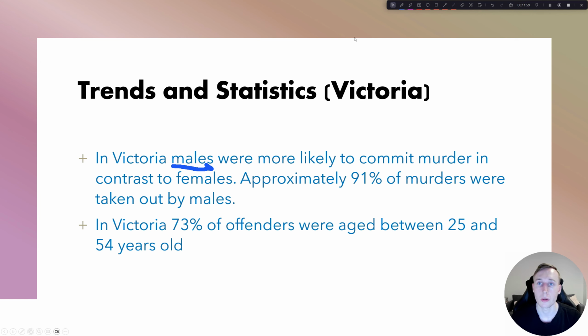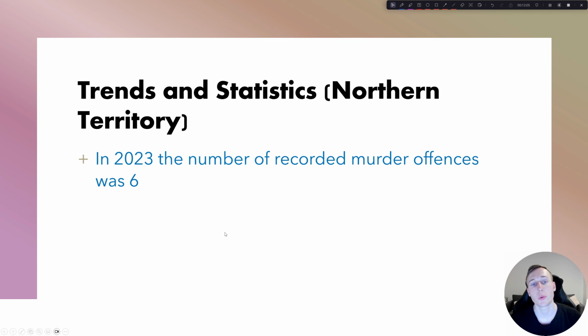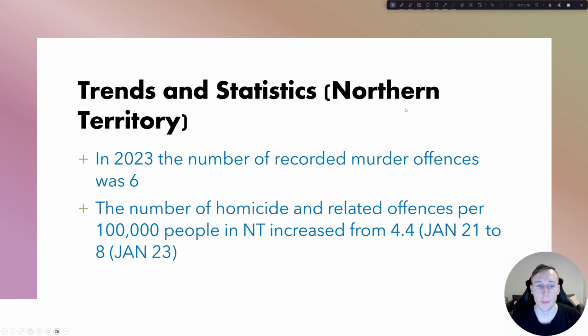Then if I compare that with some of the statistics of Northern Territory, in 2023, the number of recorded murder offences was quite low in Northern Territory. They had 6 murders in total across the year. But the number of homicide and related offences has actually increased from January 2021 to January 2023. It's gone from 4.4 to 8.